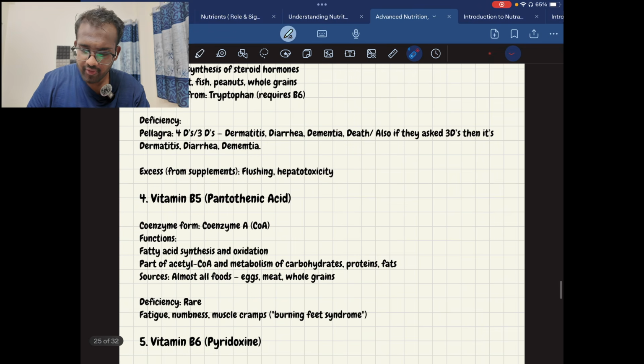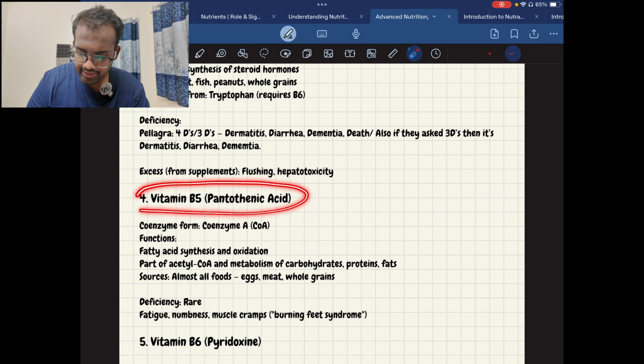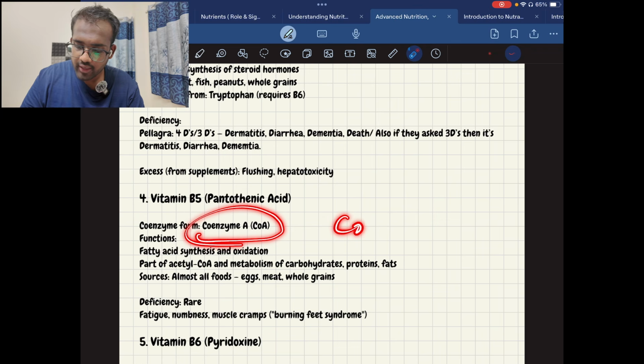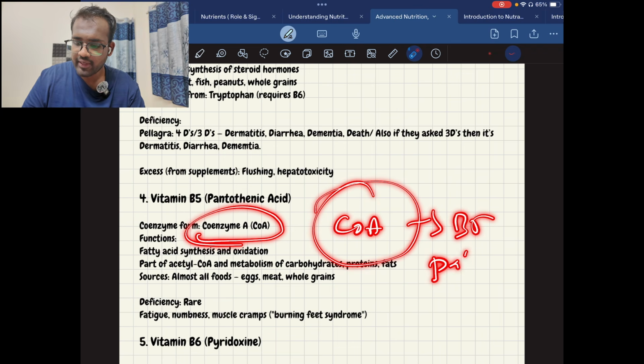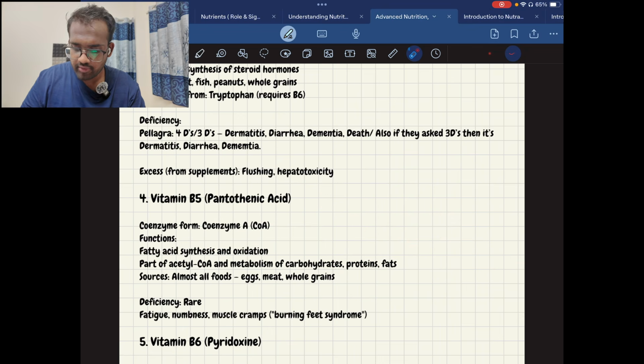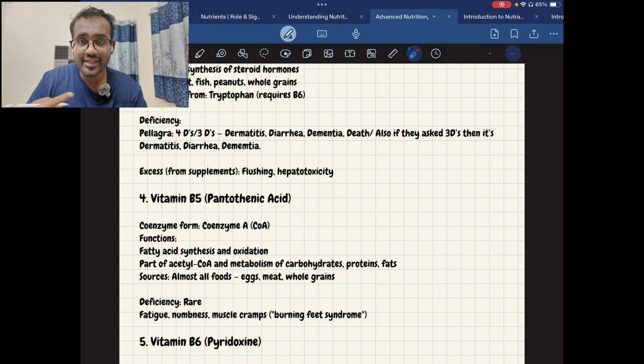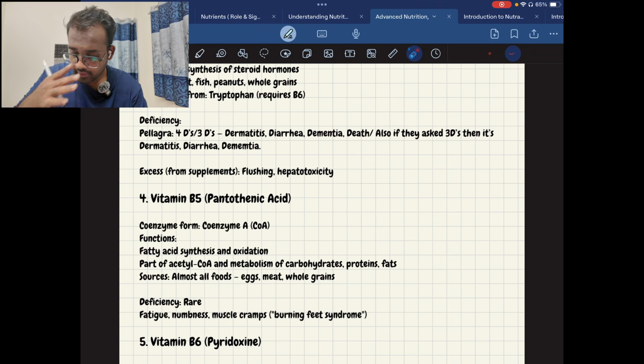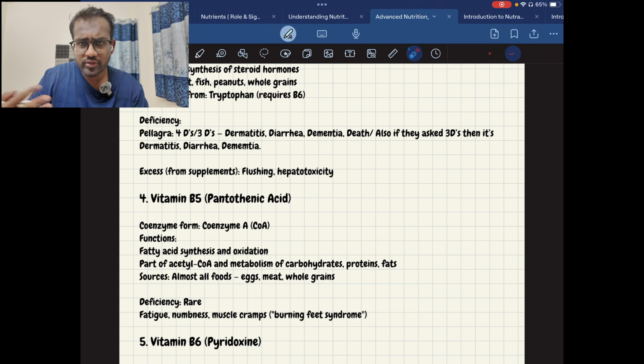Then comes vitamin B5. Vitamin B5 is pantothenic acid. Always remember the coenzyme for pantothenic acid is coenzyme A, CoA. Wherever there is CoA, it is the B5 vitamin, pantothenic acid. It plays a major role in fatty acid synthesis and oxidation. It helps in the acetyl CoA cycle and helps to produce energy.